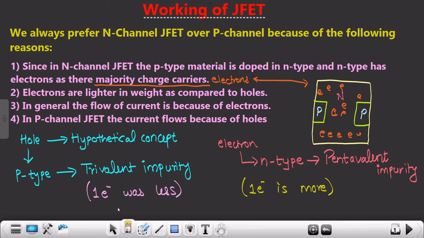Okay, so the current generated or the flow of current would be very less as compared to the n-type. On the contrary, in n-type, if you could see, we have more number of electrons. Okay, and if we have more number of electrons, then the generation of current would be quick, and the flow of current would also be faster. So that's why we always prefer n-type JFET over p-type, because in n-type the majority charge carriers are electrons, and in n-type the electrons are in excessive number, right? They are excessive as compared to p-type. Okay, and they are also lighter in weight, so they can travel very quickly, and if they are traveling very quickly, the generation of current would be fast and the flow of current would also be very quick.